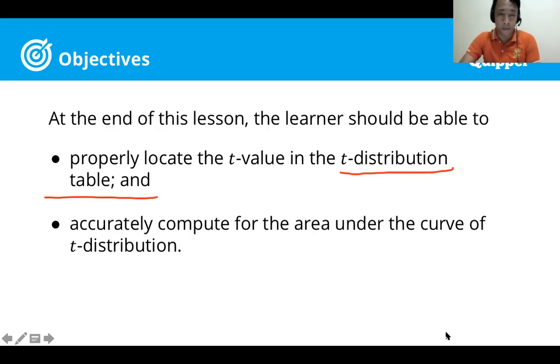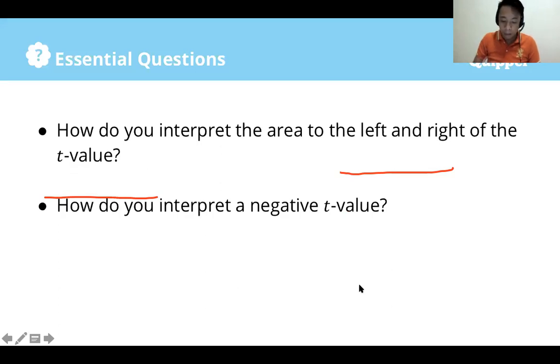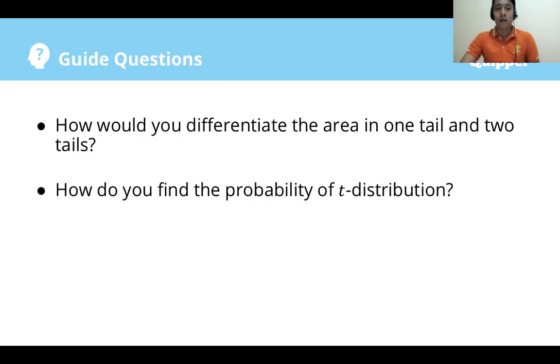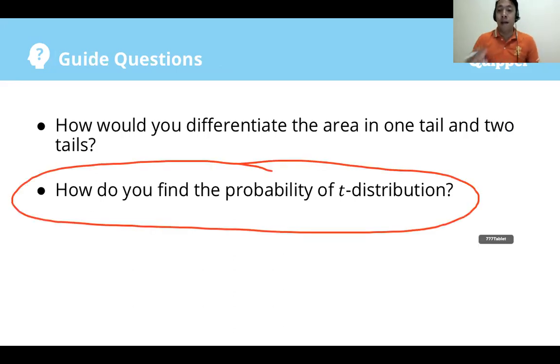These are our essential questions. How do you interpret the area to the left and the right of the T value? How do you interpret a negative T value? Just like the first example that we did in the first video on the T distribution, we have an answer of negative 1.55. So how can you interpret that if we have a negative? It's because in our T table, we only have positive numbers. How would you differentiate the area in one tail and two tails? How do you find the probability of the T distribution? Okay, this will be our main topic.